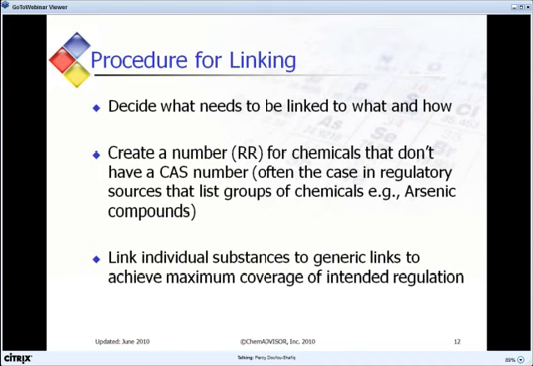There are times that a lot of regulatory sources list chemicals that don't have an actual CAS number. That is, in most cases, the case for chemical groups, for example, arsenic compounds and others. In that case, a special number has to be given to these chemical categories. Then specific individual substances have to be investigated to see if they need to be linked to these generic links, and therefore to achieve maximum coverage of the intended regulation. Also, when new CAS numbers come into the database, they also need to be linked to several chemical group categories.